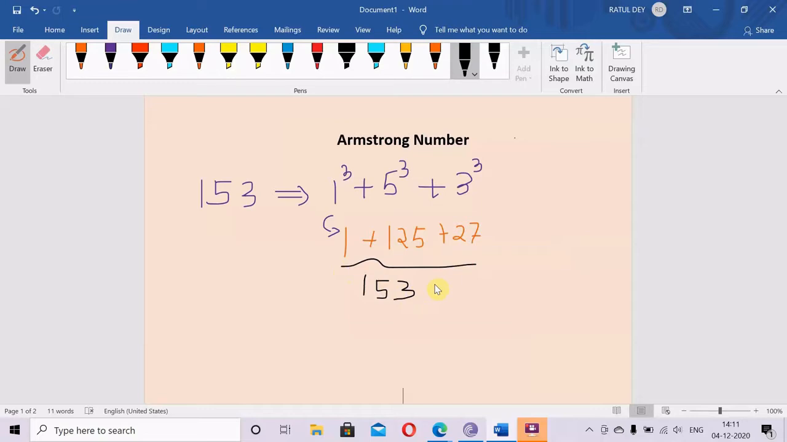Now can anybody tell me how you have to implement it in C programming? I hope my question is clear. What is the Armstrong number? Please anybody reply. Yes, sir. So how can we write a C program using this concept? Any idea? Any concept in your mind?